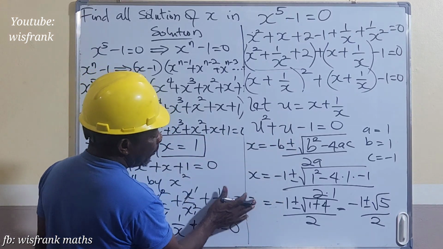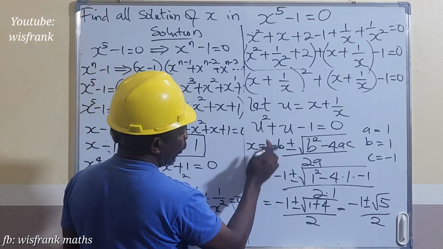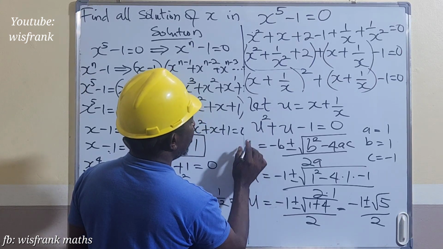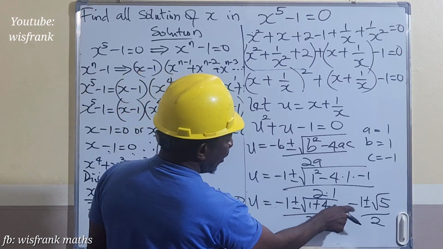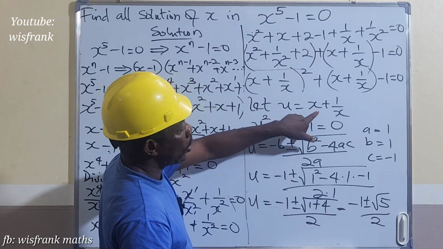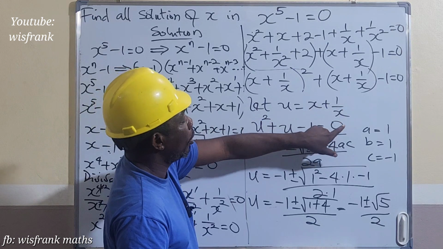No, it was the value of u, because we are looking for u here. So here will be u, and here will be u. Our value of u here is this. So we say that u equals x plus 1 all over x.